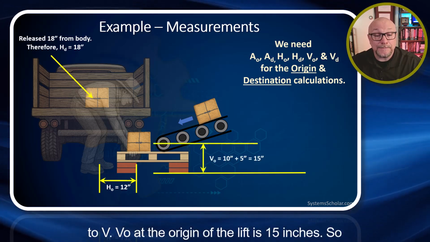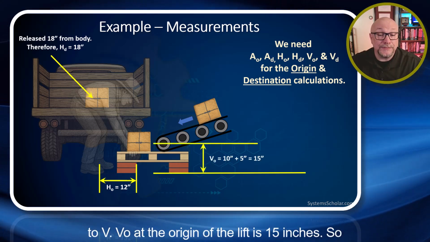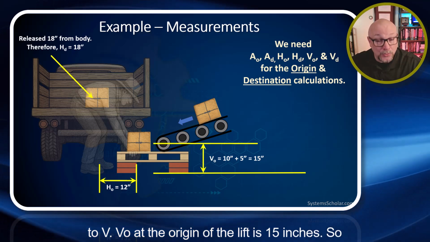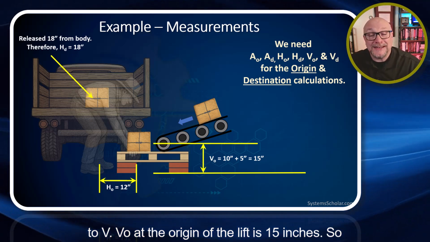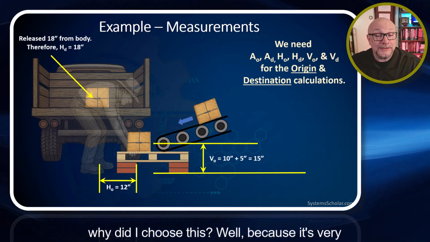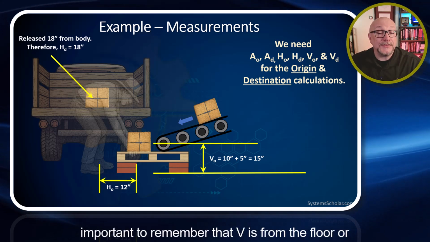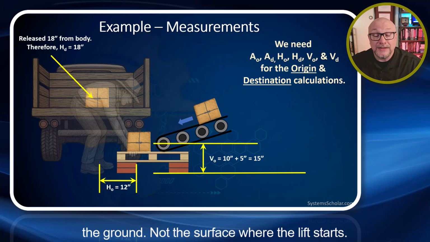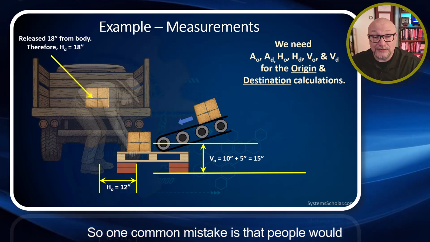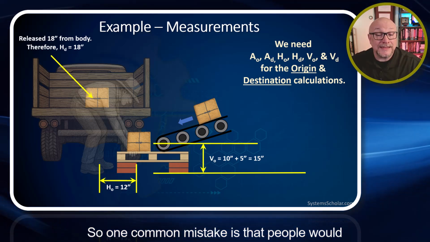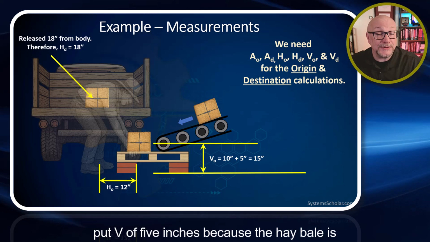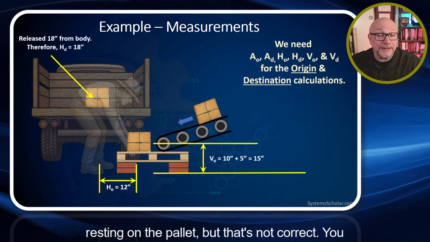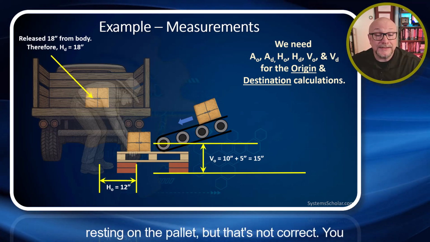Moving on to V sub 0, V at the origin of the lift, which is 15 inches. So why did I choose this? Well, because it's very important to remember that V is measured from the floor or the ground, not the surface where the lift starts. One common mistake is that people would put V of 5 inches because the hay bale is resting on the pallet, but that's not correct.